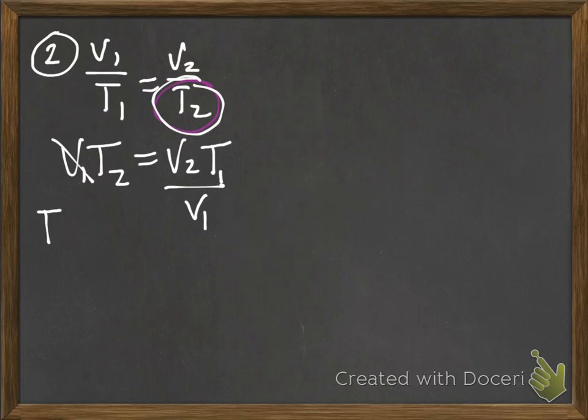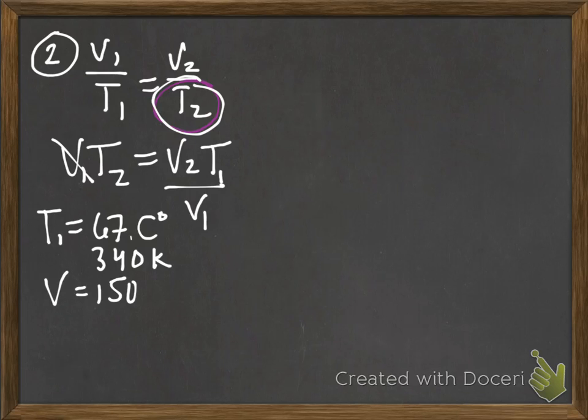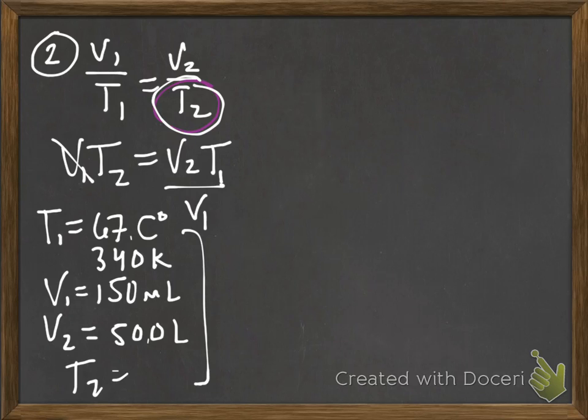List variables. Our initial temperature is 67 Celsius, which is, of course, 340 Kelvin. Our initial volume is 150 milliliters. Our final volume is 50.0 milliliters. And what we want to know is, what temperature is that volume going to be? At what temperature will that volume occur? So we've got our rearrangement, we've got our variables listed, and so we're ready to go.